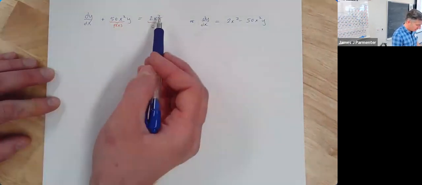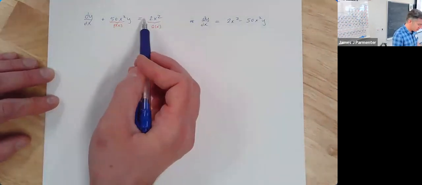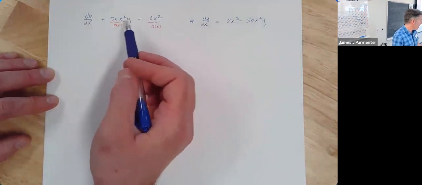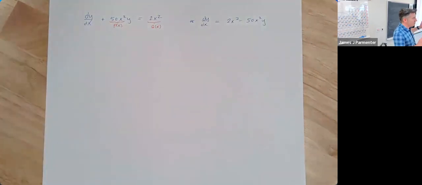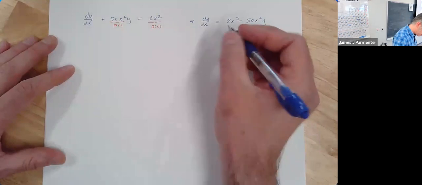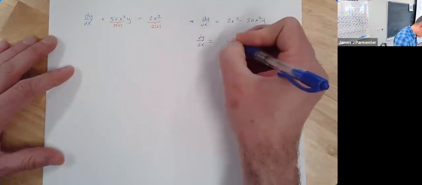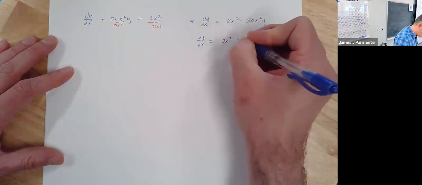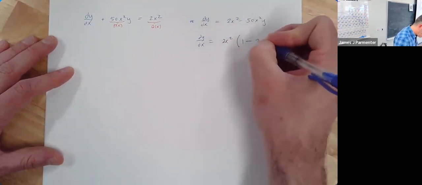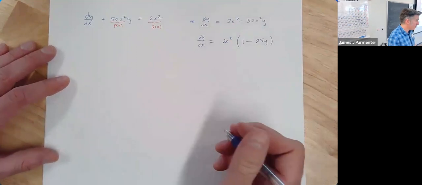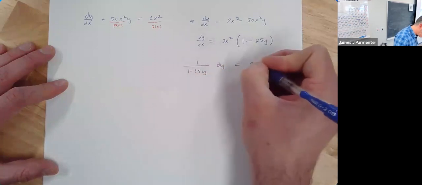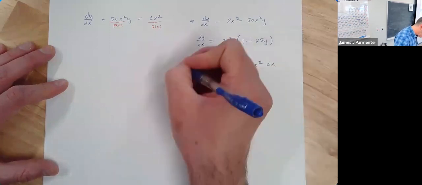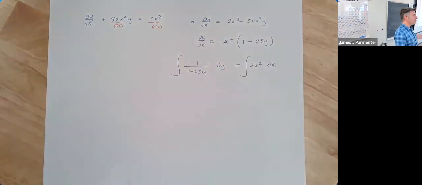It wouldn't work if this was x cubed and that was x cubed. Sorry, if that was x squared and that was x cubed. If they were different powers, or that was e to the x and that was the natural log of x, things where you couldn't factor out. But if they're pretty much the same up to a constant, you can do this and then say, oh, dy dx equals x squared. Let's even pull out the 2 times 1 minus 25y. Then you can separate. Say 1 over 1 minus 25y dy equals 2x squared dx. And you can integrate.